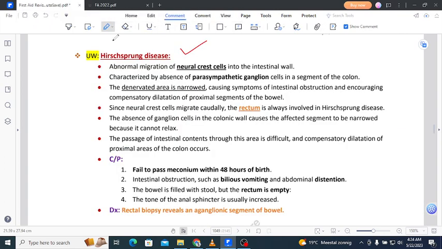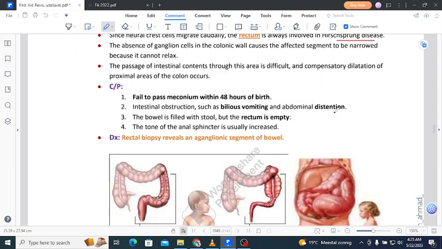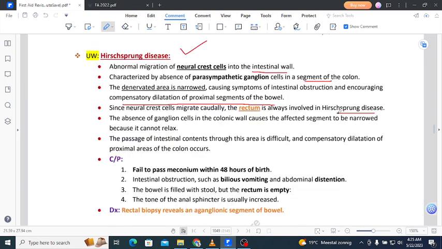Now let's come back to this discussion. In Hirschsprung disease, there is abnormal migration of the neural crest cells to the intestinal wall. The problem is that the neural crest cells have not migrated to the intestinal wall. It is characterized by the absence of parasympathetic ganglion cells in a segment of the colon. The denervated area is narrowed, causing the symptoms of intestinal obstruction and encouraging compensated dilation of the proximal segments of the bowel. Since the neural crest cells migrate caudally, the rectum is always involved in Hirschsprung disease.